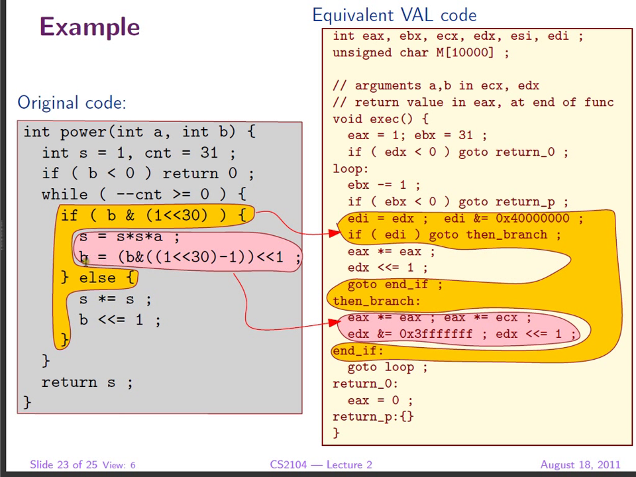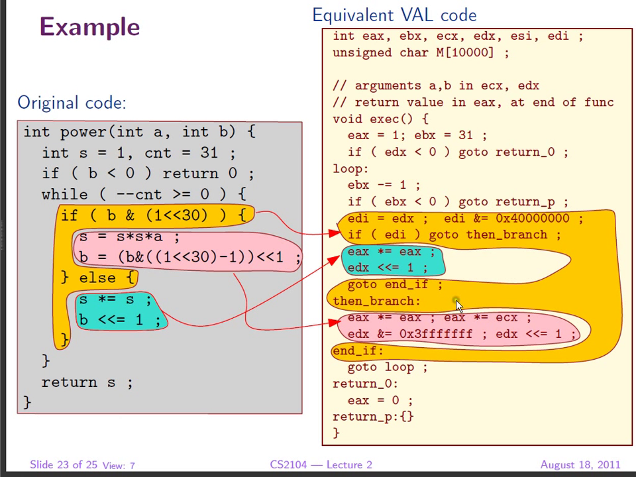We have to do the same here. You see this value in C is in fact this constant. And again, we need two operations. We take EDX and we perform a bitwise conjunction with this value. And that gives us the partial result of this expression. And then we further shift left by 1. So this guy corresponds to this operation. So this will be the translation of the then branch.